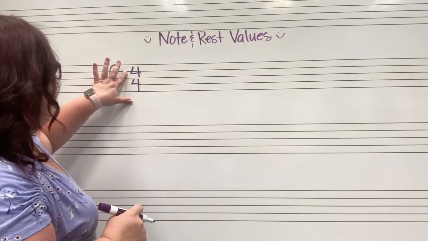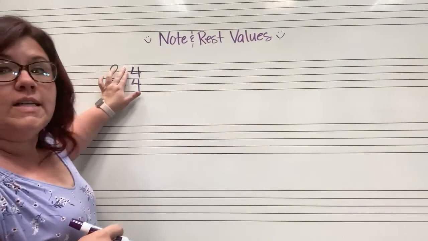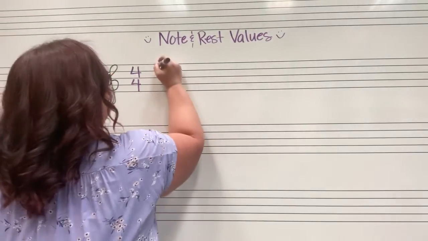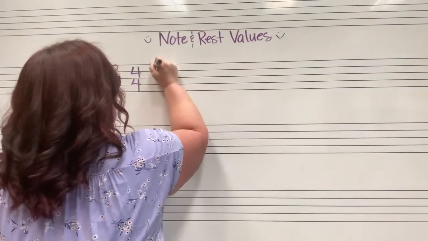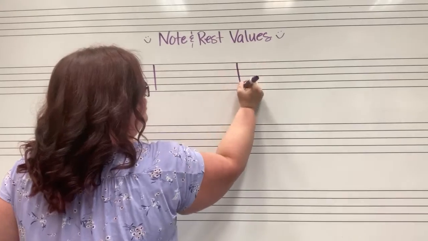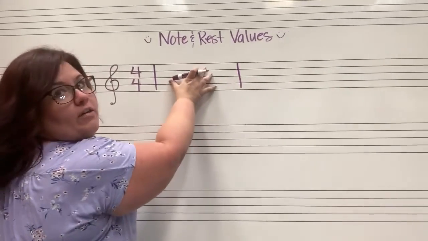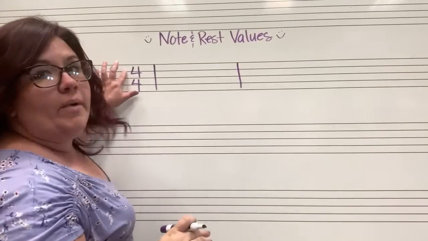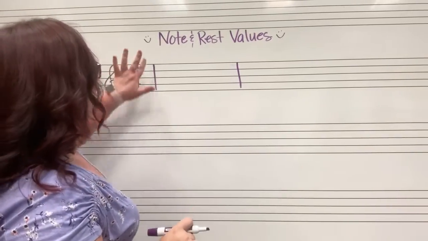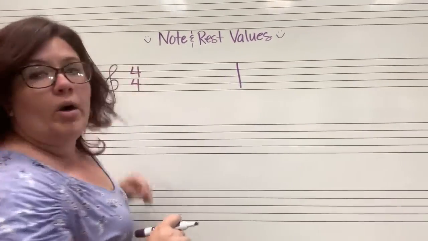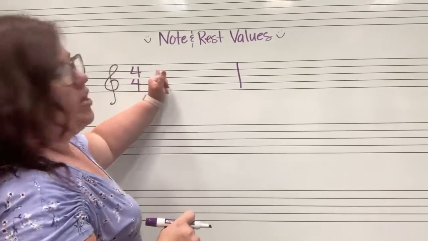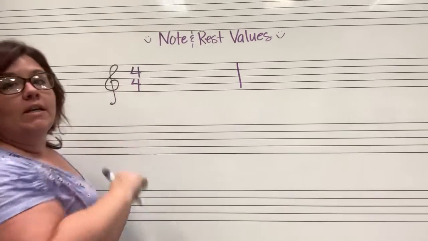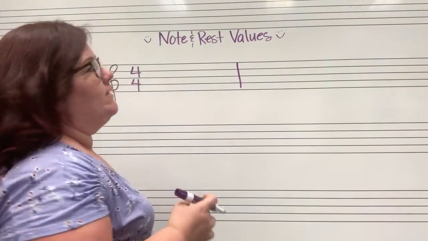So our top number is gonna tell us how many beats are in a measure. And remember, a measure is what happens in between two bar lines. This is a measure. Contained in here, you will always have the equivalent of 4 beats in 4/4 time. Now, at the very beginning of a piece, there's not usually a bar line. It just starts from the beginning of the piece. The bottom number is gonna tell us what kind of note gets the beat.